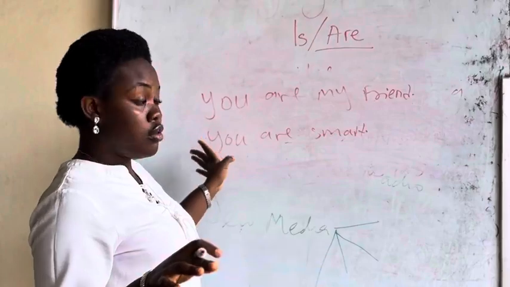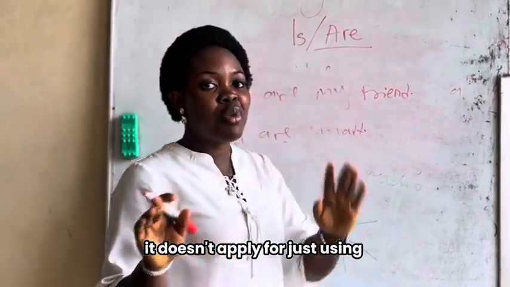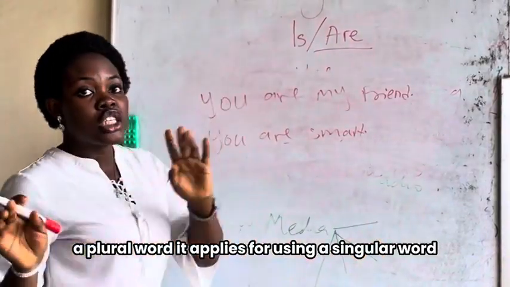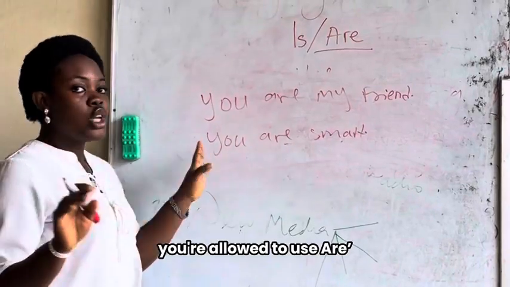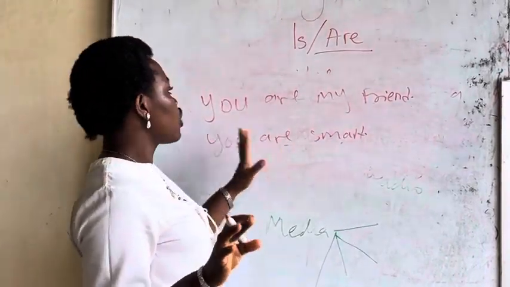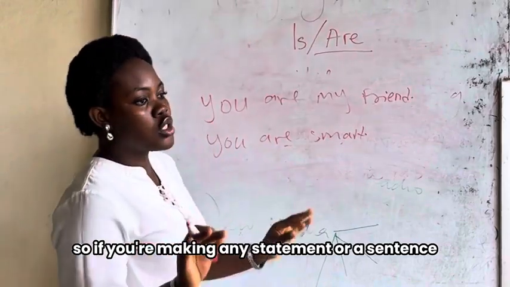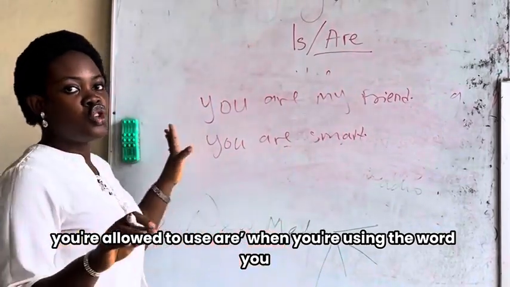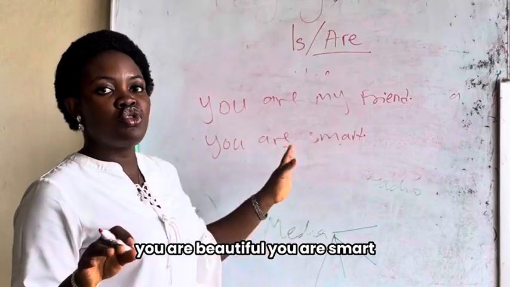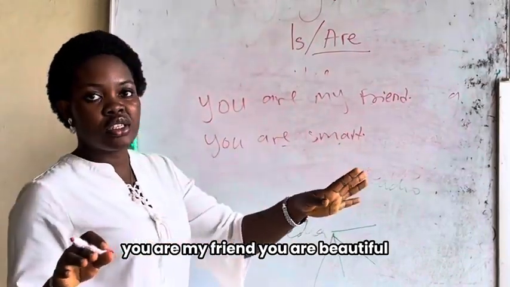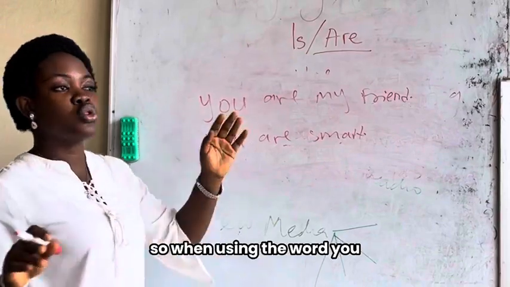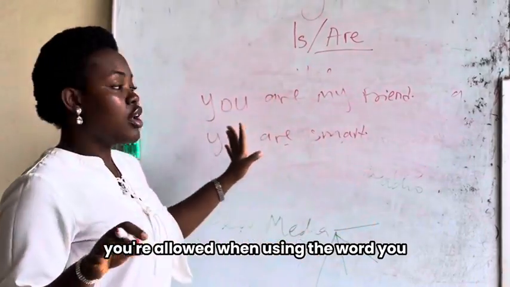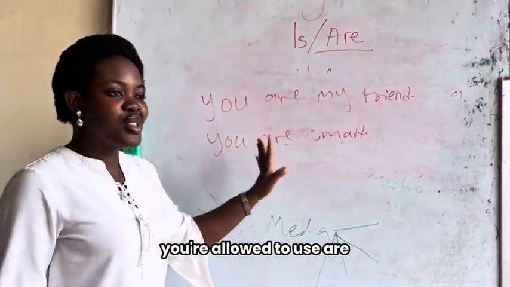So are doesn't apply for just a plural word. It applies for a singular word also. When you're using you, you are allowed to use are. So if you're making any statement or a sentence, you're allowed to use are when you're using the word you. You are beautiful. You are smart. You are my friend. You are beautiful.